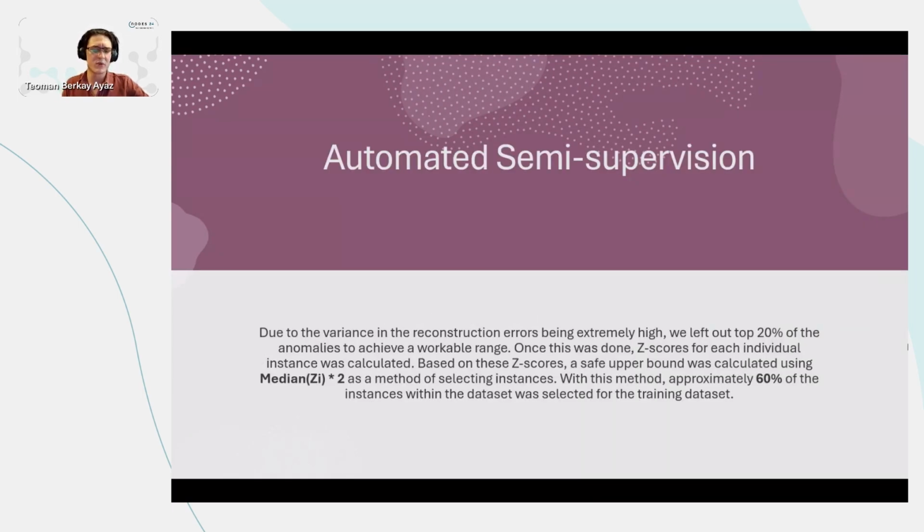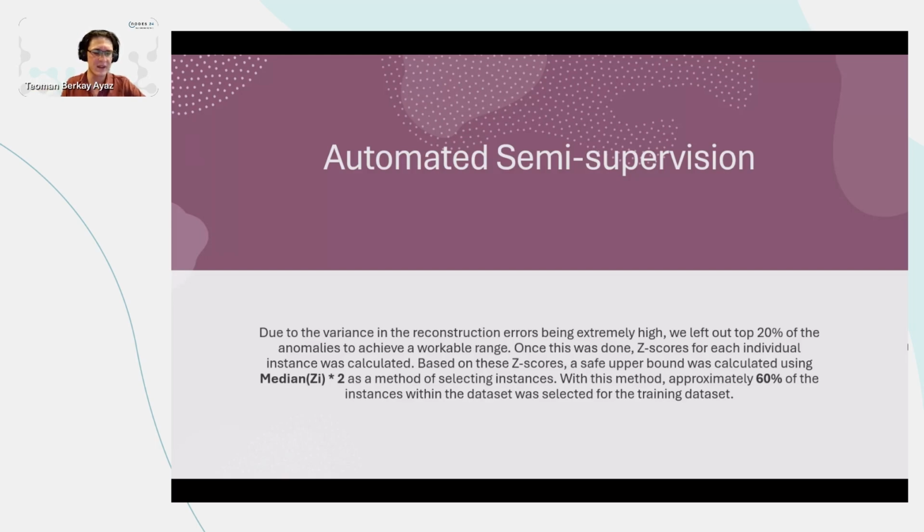So the automated semi-supervision we used is, so the initial step we did was to handle the variance in the reconstruction errors. Once that was done, we calculated z-scores for each reconstruction error of each individual trace found in our dataset. And then once the z-scores were calculated, we selected a safe upper bound of median z-score times 2. Once this was done, we picked approximately 60% of the instances within the data set to be unlikely to be anomalous.